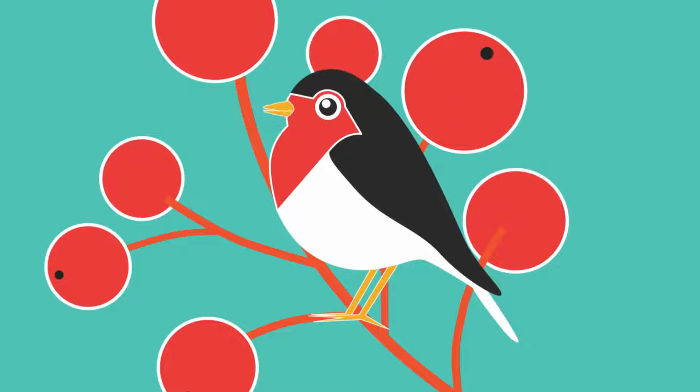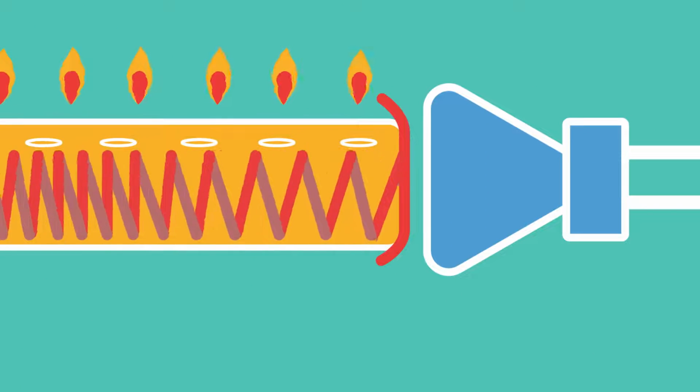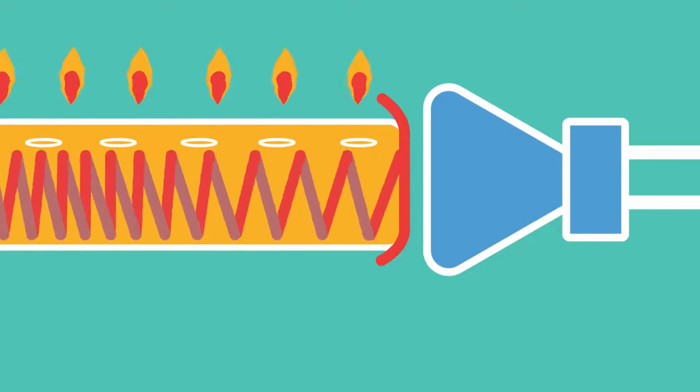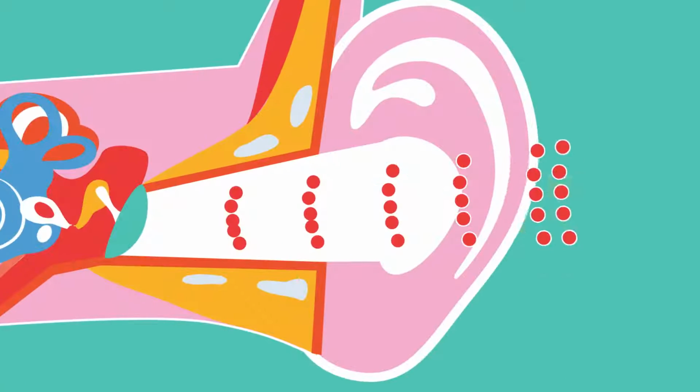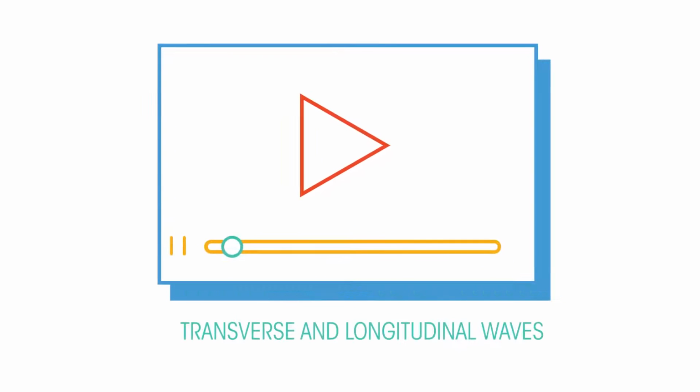Did you know that birdsong is a disturbance? In this video, we will look at how sound waves travel and see them in action, how a Rubens tube shows sound waves, and how the human ear works. If you wish to review the structure of longitudinal sound waves, watch this video.